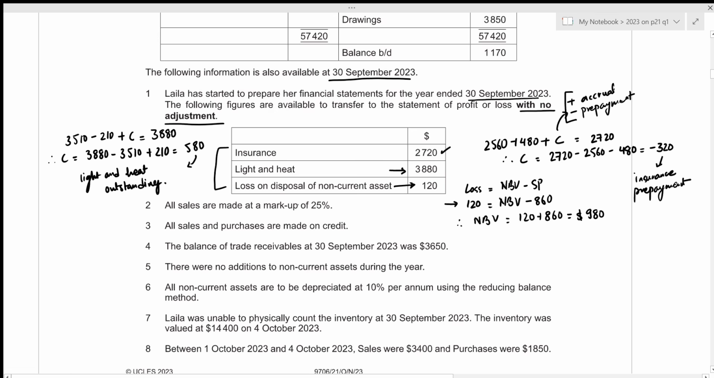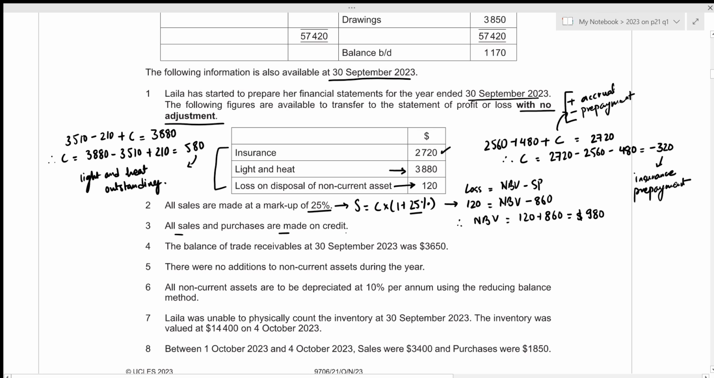Then all sales are made at a markup of 25%. So this just means that in order to get our value of sales, we can multiply our cost by 1 plus 25%. We're just increasing the cost by 25% in order to arrive at the sales value. Then all sales and purchases are made on credit.